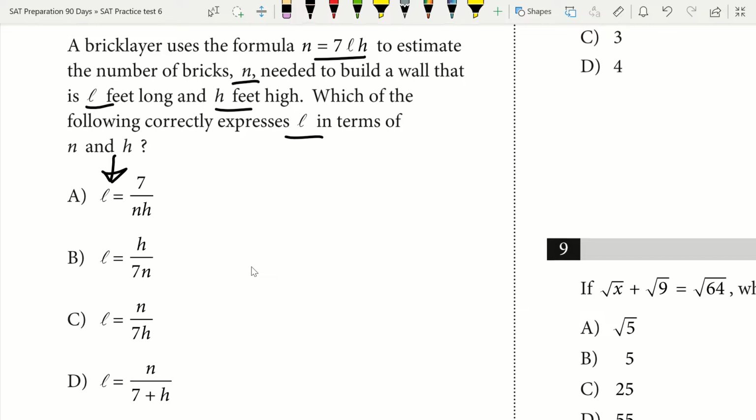So solving for L, then I'm going to divide each side by 7H. So divide each side by 7H. And I see that L then equals N over 7H. So N over 7H, I see that that's answer choice C. So C will be my answer for 7.